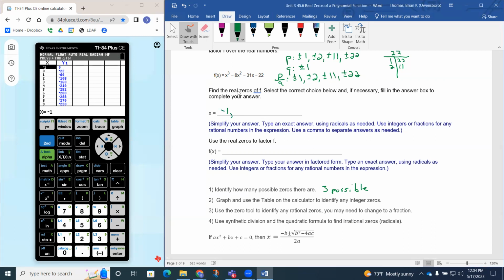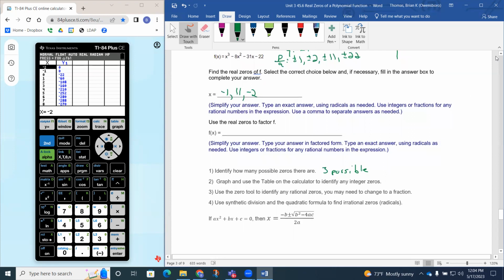So I don't see 2. What about 11? 11 was. Can we find one more? What about 22? No, let's go the other direction. Negative 2. Yeah, negative 2 is also a 0. So we did find all three zeros. They were all integers, luckily.